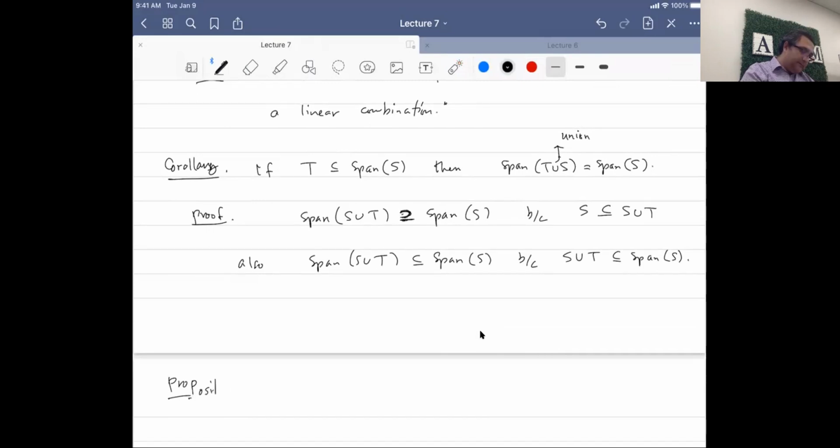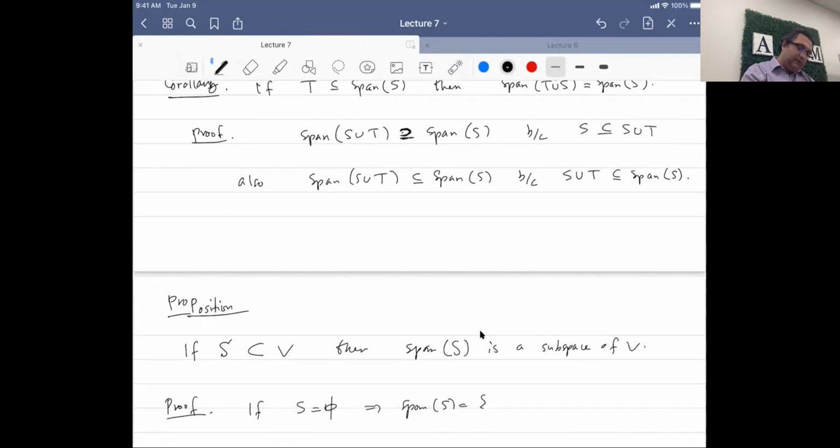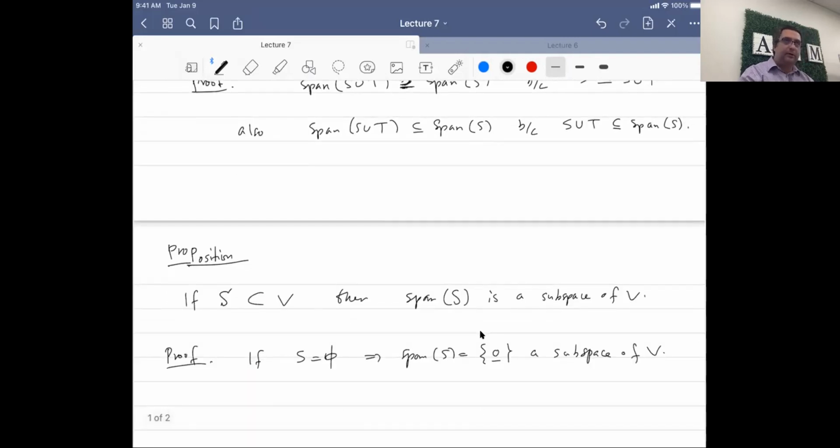And this is a very important proposition: if S is a subset of V, then the span of S is a subspace. Not only a subset, but a subspace of V. If S is empty, then the span of S is the 0 vector, and that's a subspace of V. Sometimes we call it the trivial subspace of V.